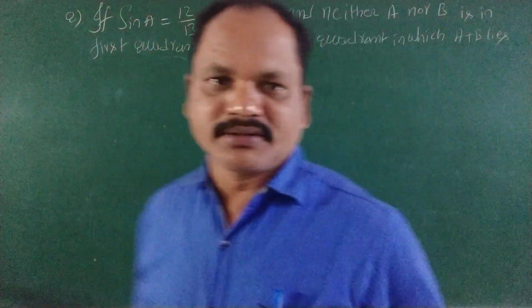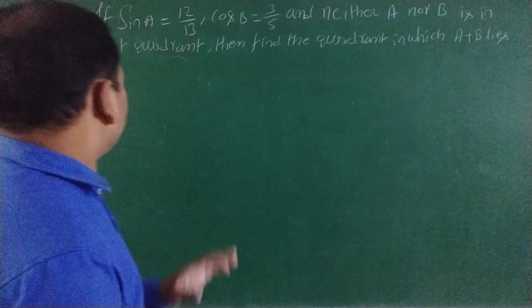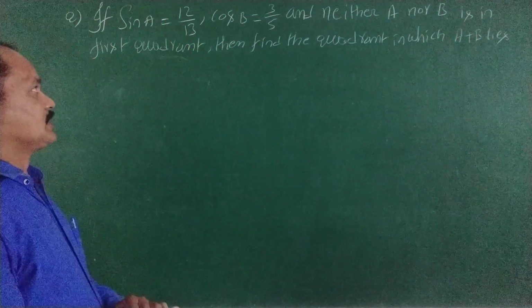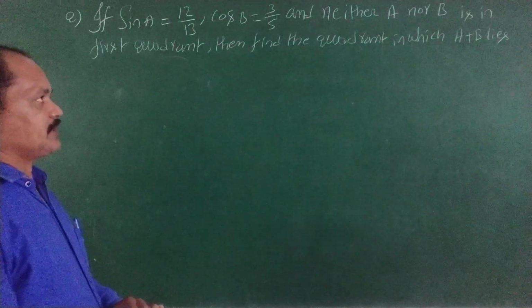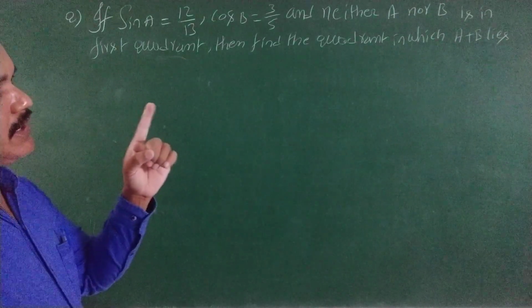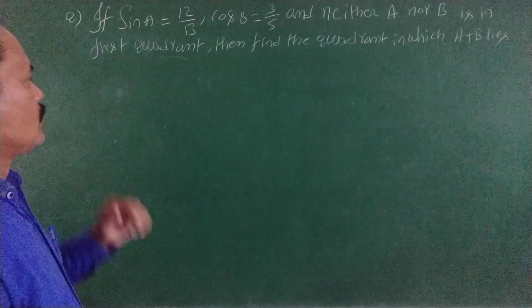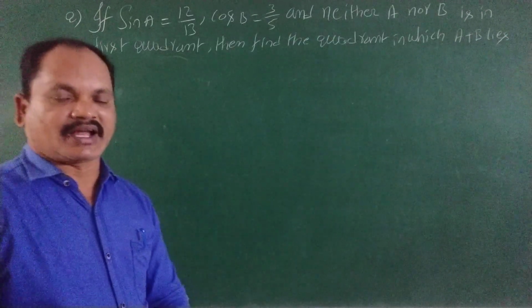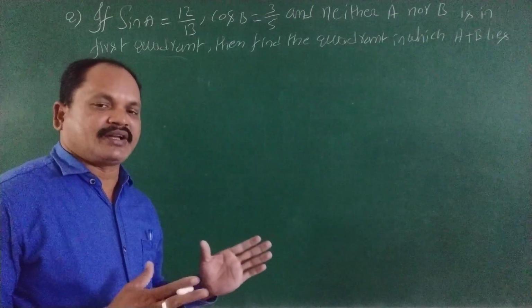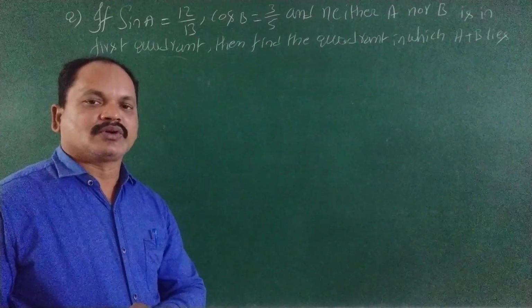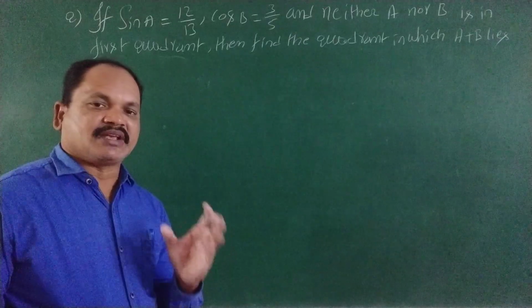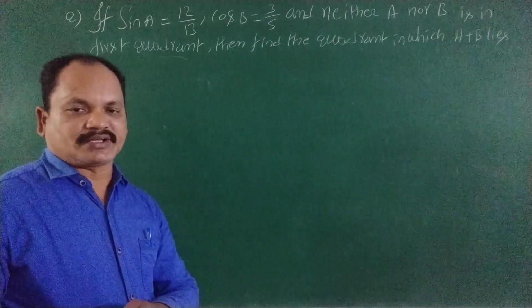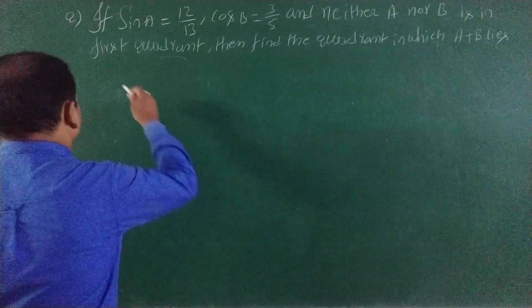Now the question is: if sin A is equal to 12/13, cos B is equal to 3/5, and neither A nor B is in the first quadrant, then find the quadrant in which A plus B lies. That means we have to identify the A plus B value as well as which quadrant A plus B lies in. That's the solution for this question.